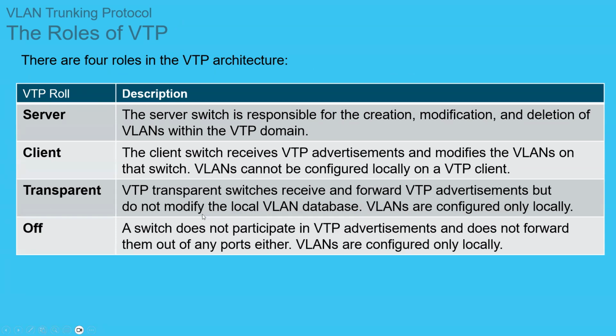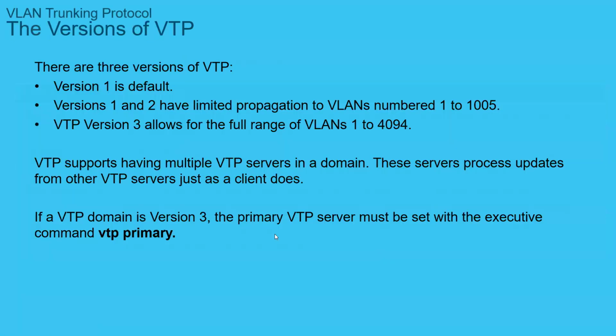One other mode is transparent, which will receive and forward the VTP advertisement but does not modify the VLAN database. So it can forward the VLAN information, but it will not create or modify the database. Then off means you want to create all the VLANs manually. In VTP we have version 1, version 2, and VTP version 3, where you can put a password as well. This is a little bit more secure than 1 and 2. So you can assign some password.